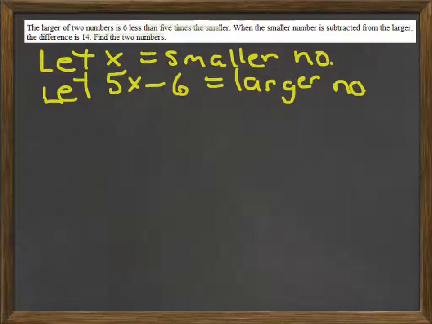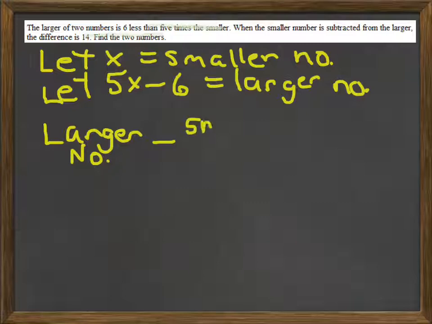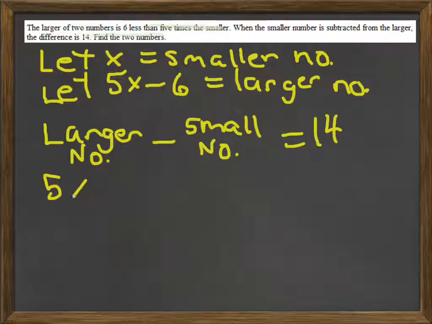We don't have an equation yet, but we do still have a sentence left that says when the smaller number is subtracted from the larger. So in other words, if we take the larger number and we subtract the smaller number, the result is 14, and we have expressions for the larger number and smaller number. 5x minus 6 for the larger number, and x for the smaller number.